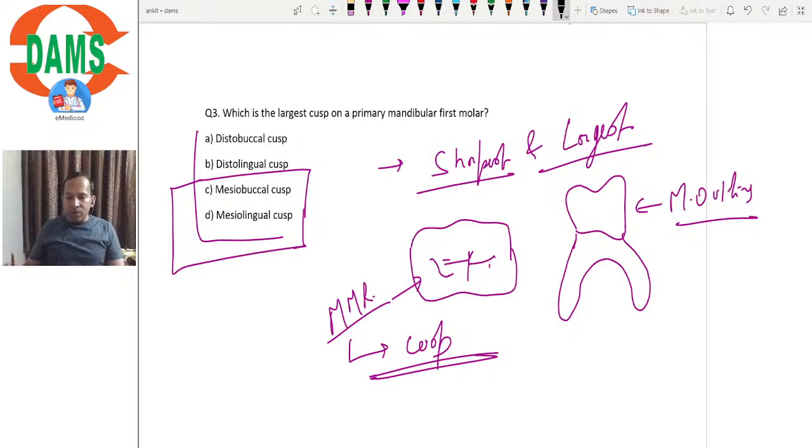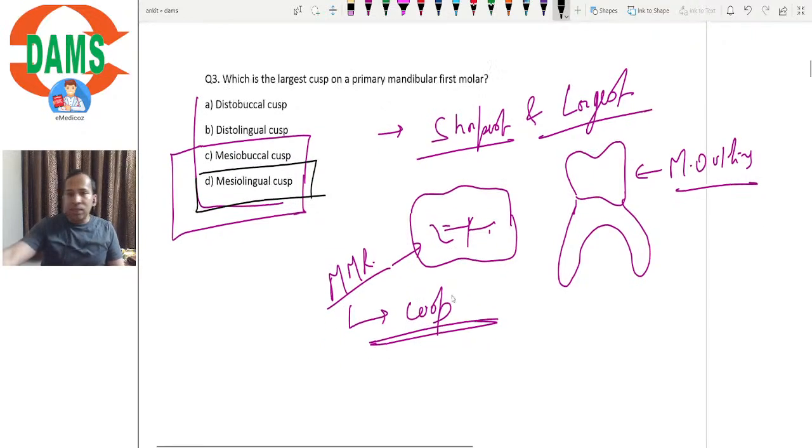So can you tell me which cusp this is? Is it the mesiobuccal or the mesiolingual? And the answer would be mesiolingual, right? Mesiolingual is the sharpest cusp. Now there is a general rule that you can go along with for the sharper cusp, for the prominent cusps, not for the largest cusp, just for the cusp which is sharper.